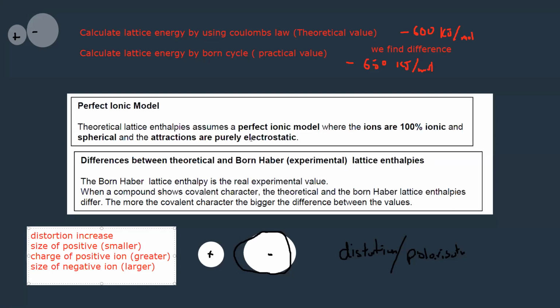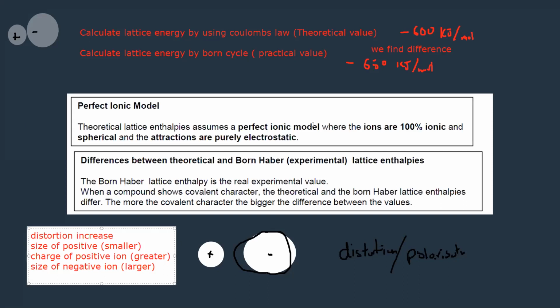So these are the factors which affect the distortion. Number one, the size of the positive ion should be as small as possible. Number two, the charge of the positive ion should be greater so that it causes more distortion or attraction towards the electron. And number three, the size of the negative ion should be larger so it will have a greater distortion. Is it clear why there's a difference between the theoretical lattice energy and the practical lattice energy?